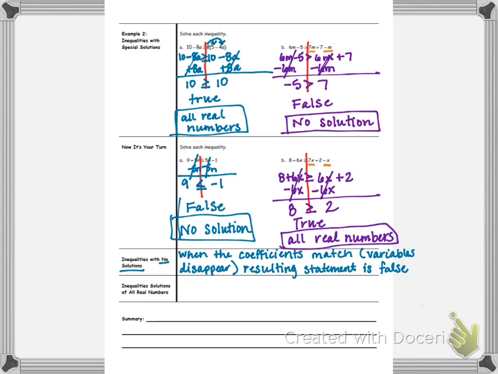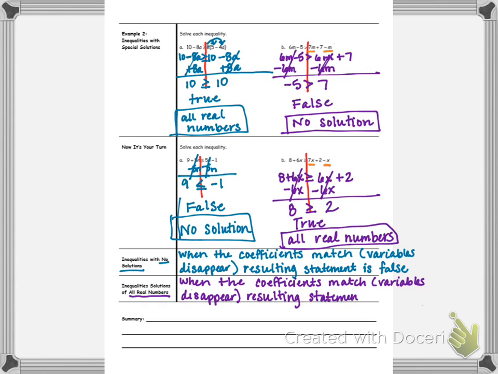Okay? And so let's see, what would it be if we got all real numbers? So again, the coefficients match, and the resulting statement is true. And that would make it all real numbers.